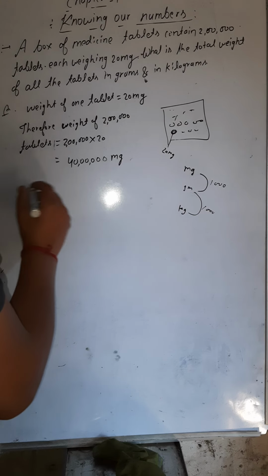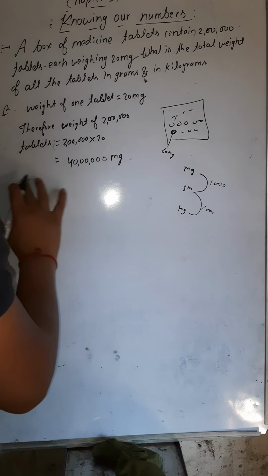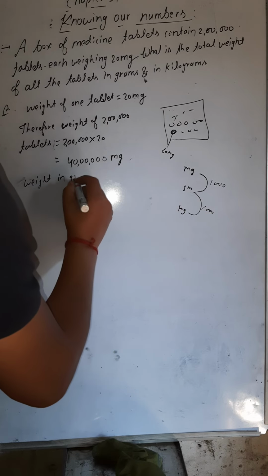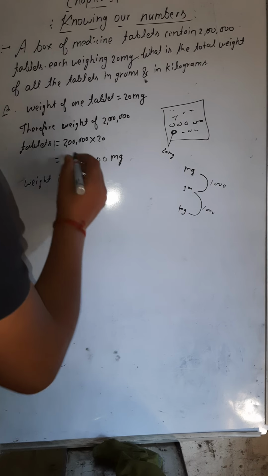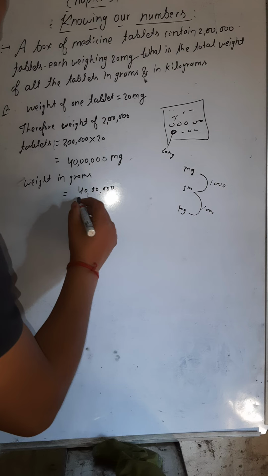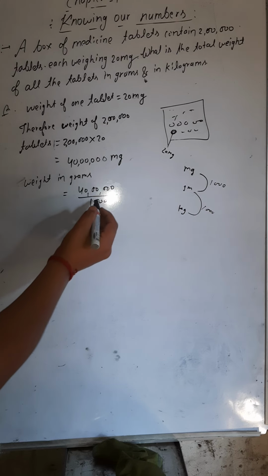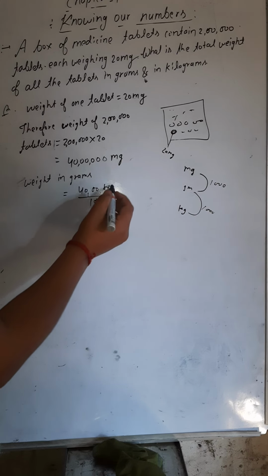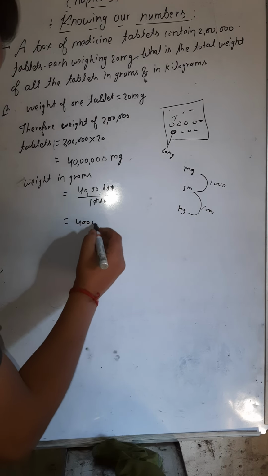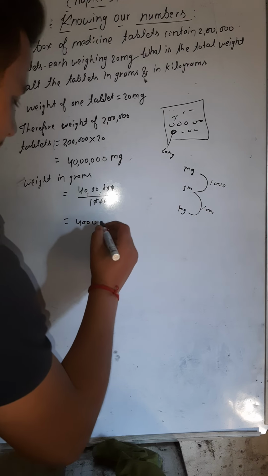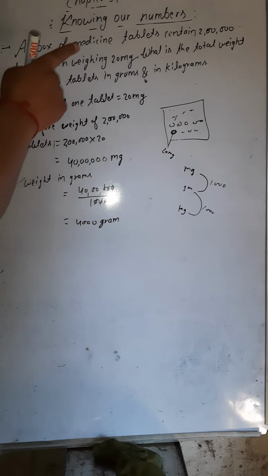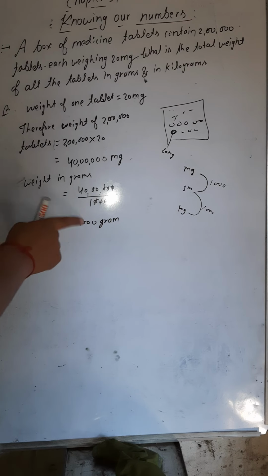So first you will have to change this milligram into gram by dividing by 1000. This you can write as weight in milligrams. Here write first, weight in grams is equal to, you will divide this 40 lakh by 1000. So 3 zeros will be cancelled. So the answer will be how much? 4000 grams. This will be the weight of this many tablets in grams.